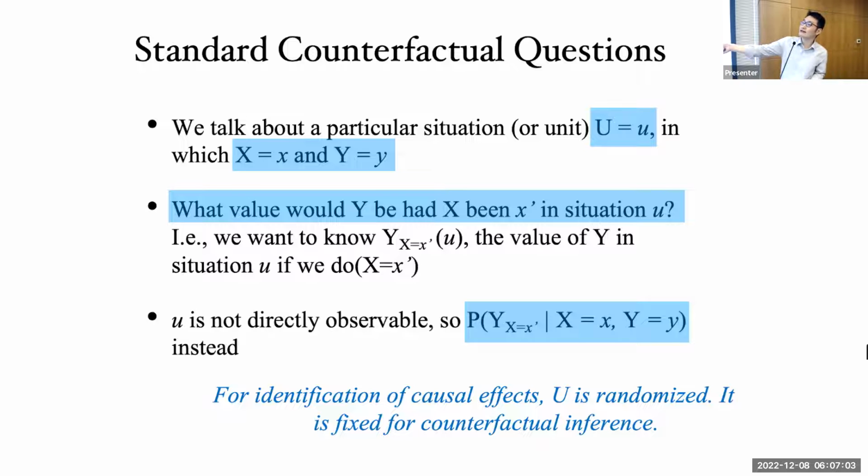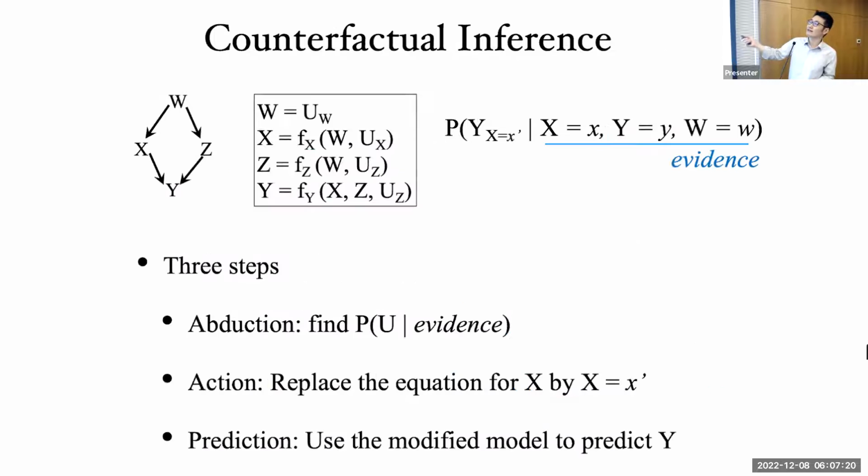Okay, so the notation is as follows. You want to see the value of Y, given you already set the value of X to X prime. That's it. So now how can we answer this question? U is not directly observable, but there is evidence that is an indicator, so we have to make use of evidence. Equivalently, I observe evidence about a particular subject, and then I want to see the value of Y after intervention. This is the counterfactual question.